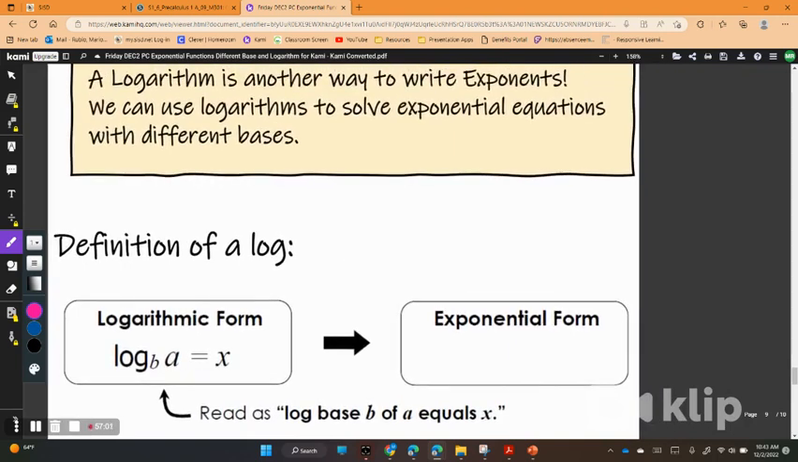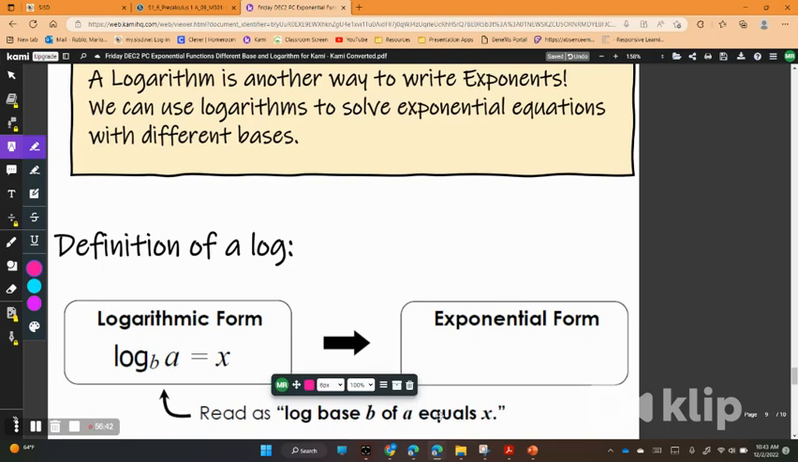So the definition of a log, which we read as, let me write this in a highlighter. We read this as log base b of a equals x. That's how we read it.